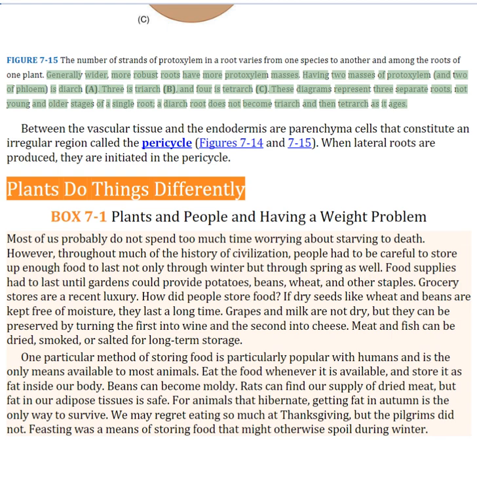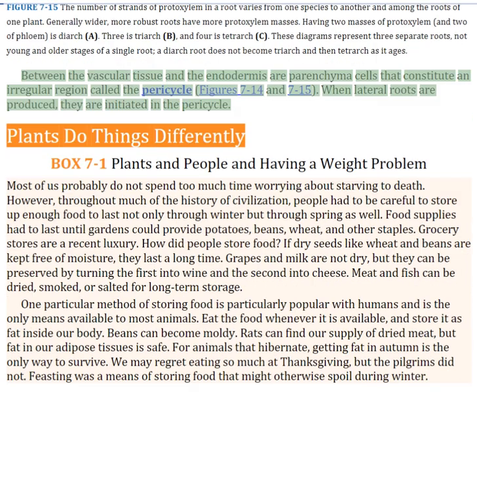These diagrams represent 3 separate roots, not young and older stages of a single root. A diarch root does not become triarch and then tetrarch as it ages. Between the vascular tissue and the endodermis are parenchyma cells that constitute an irregular region called the pericycle. When lateral roots are produced, they are initiated in the pericycle.